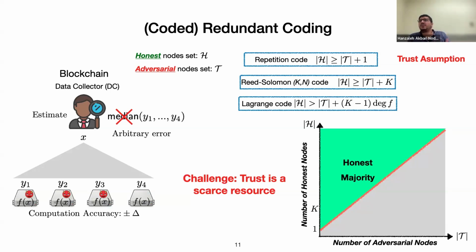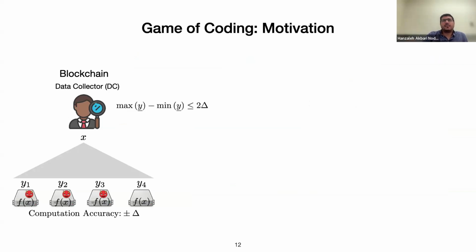That's the main challenge of classical coding if you want to use it for cases like decentralized machine learning. So in this work, we introduce a new framework to resolve this problem and help coding theory go beyond its fundamental limits, which is game of coding.